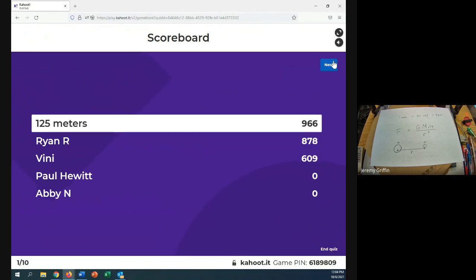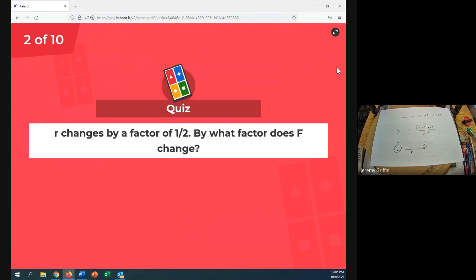We got 125 meters, Ryan and Vinny. Who joined as me?